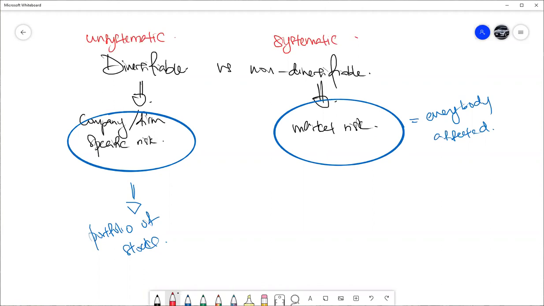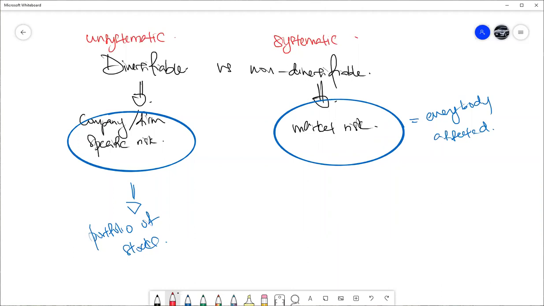Case unsystematic. Okay, yes, D is unsystematic, because they are telling you an oil tanker. So whoever owned this oil tanker is the only one affected.